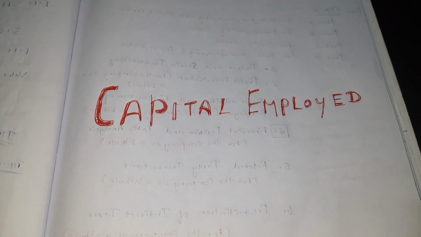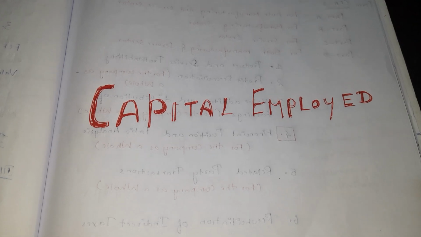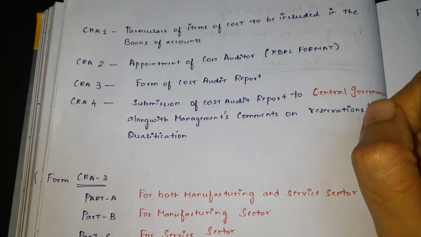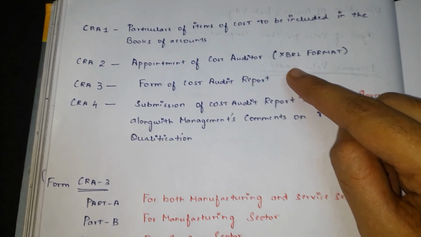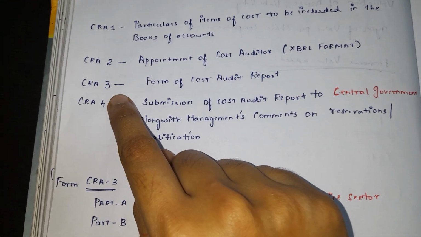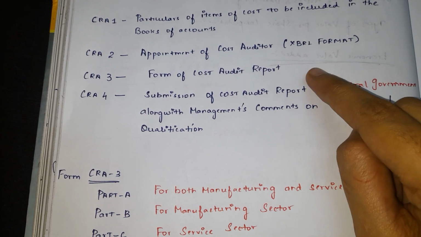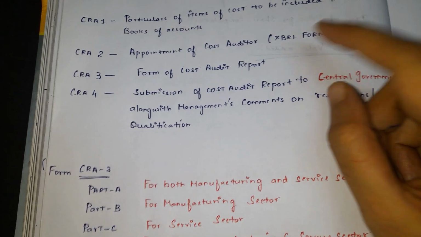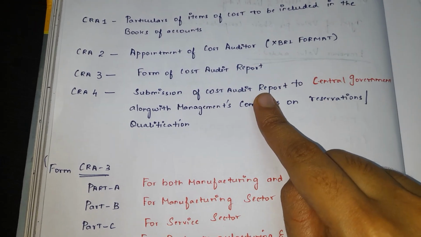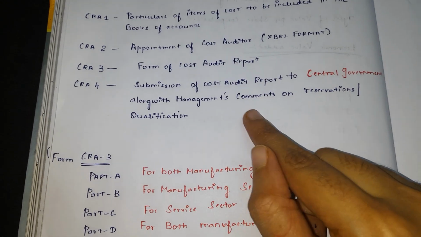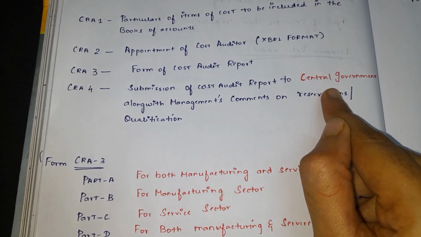It is very important for the CMA final students. Yes, I will tell you how to compute capital employed. Before that, we should know where there is a necessity to apply the capital employed concept. We all have a dream to do cost audit on cost statements. So this is the form we will be using, which is CRA 3. In CRA 3, we will submit the cost audit report. We will fill all the annexures in CRA 3 and submit this report to management. Management will submit the cost audit report along with some explanations on our observations to the central government.